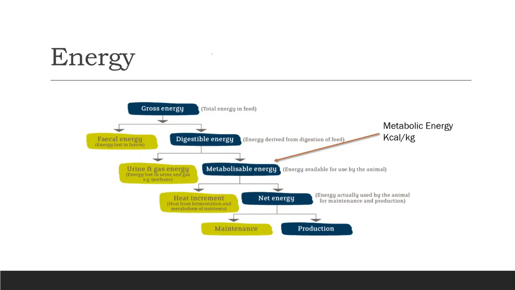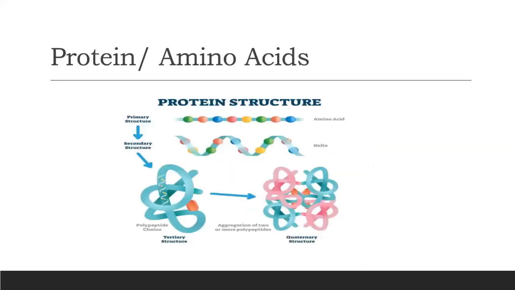Energy you can get from carbohydrate and also from fat. Fat is highly dense in energy, carbohydrate is readily available energy, and protein also you can get energy from. So fat, carbohydrate and protein are the sources of energy. And then there comes protein.